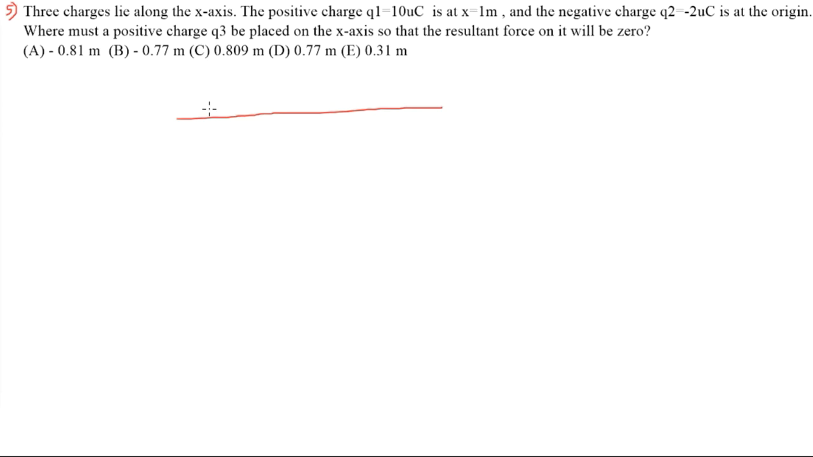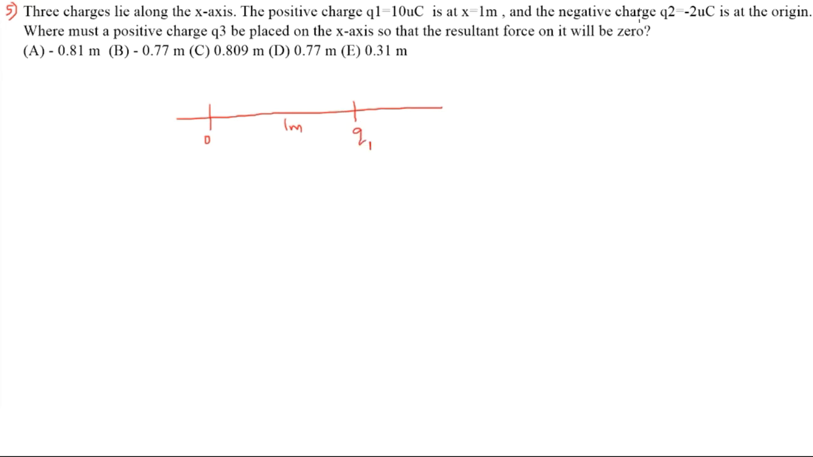So let's say this is at the origin where x is equal to 0. And then the question says that charge Q1 is at x equal to 1 meter. So from this place to this place is 1 meter. Now that means this is the position of Q1.